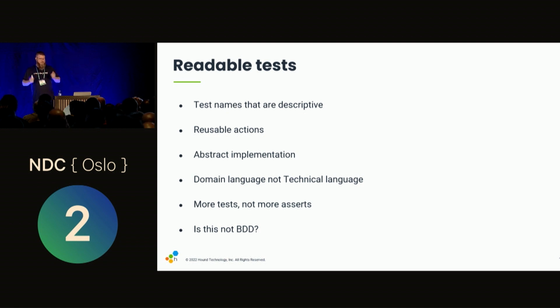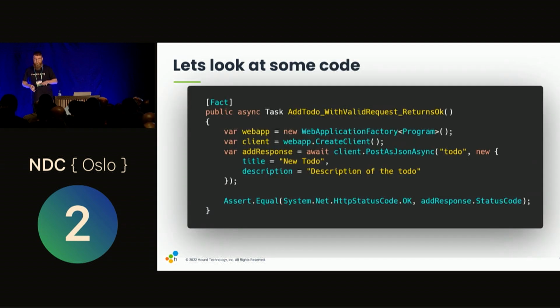Cool, so let's have a look at some code as an example. Now, I'm going to be using here something called the Web Application Factory, which is a class in .NET that allows you to new up your entire API with all of the dependencies in memory. So there's no HTTP call going out over the network. It runs it all in memory.